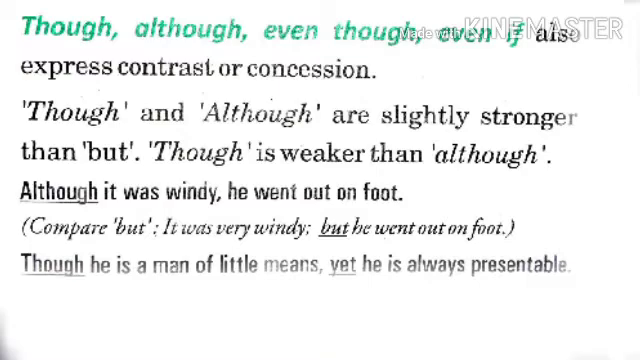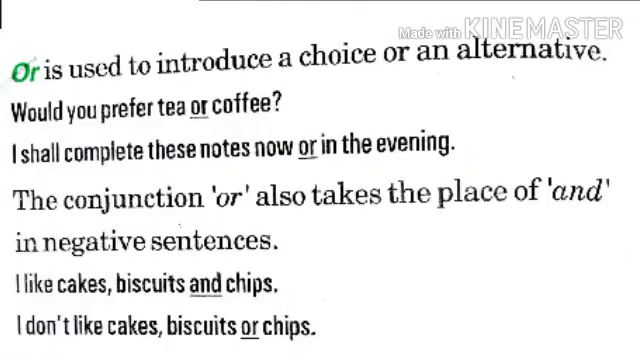Okay. Now, let's talk about or. This is a very easy conjunction. You all know that it is used to introduce a choice or an alternative. Now, suppose some guests come to your home. What would you say? Would you prefer tea or coffee? Right? Now, talking about some notes, you can say, I shall complete these notes now or in the evening. So, or is very, very easy.